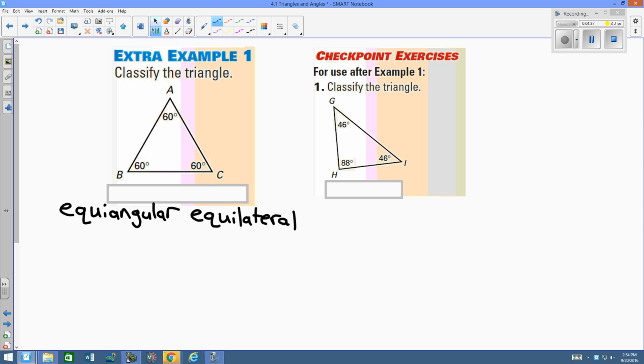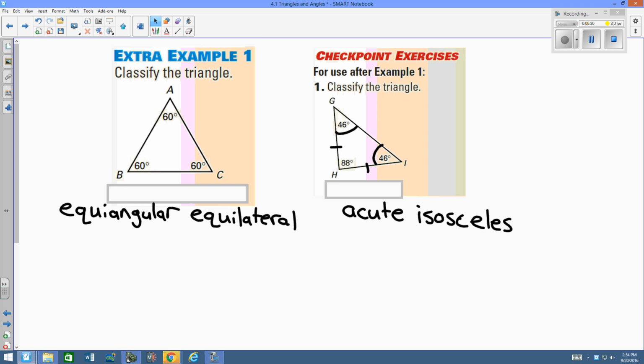For this triangle, all 3 angles are less than 90. So we know it's acute. And 2 of these angles are the same, the 46 and the 46. So we know that the sides opposite the angles will also be the same as each other. So this will be an isosceles. So acute isosceles.